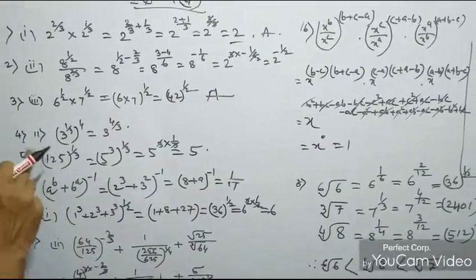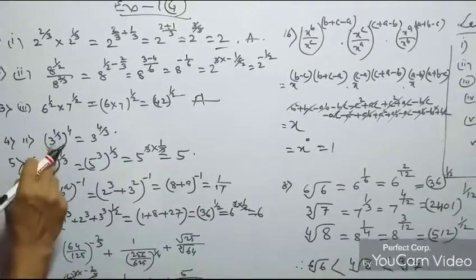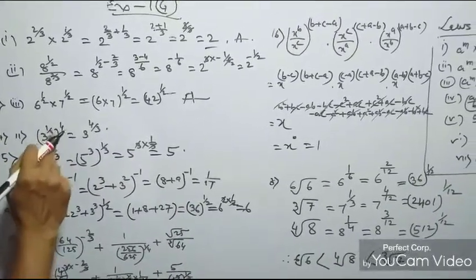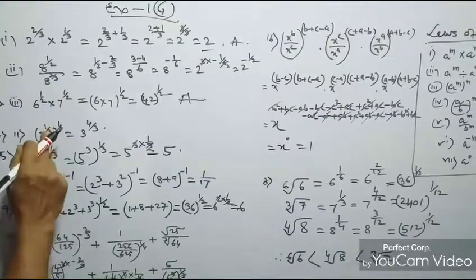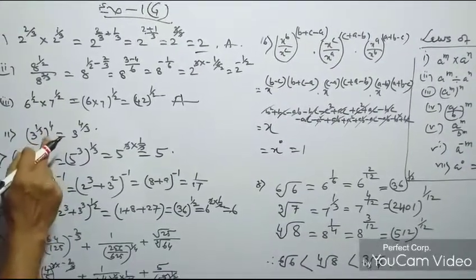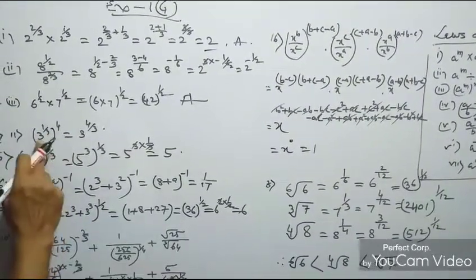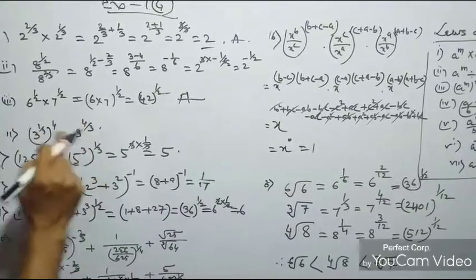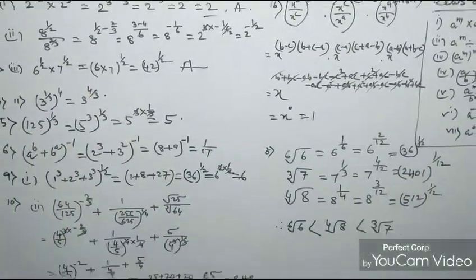Next, number 4. It is the same. See, this is given: (3 to the power 1 by 3) to the power 4. That is power of a power, so the powers will be multiplied. And it is 3 to the power 4 by 3. And this will be your answer.